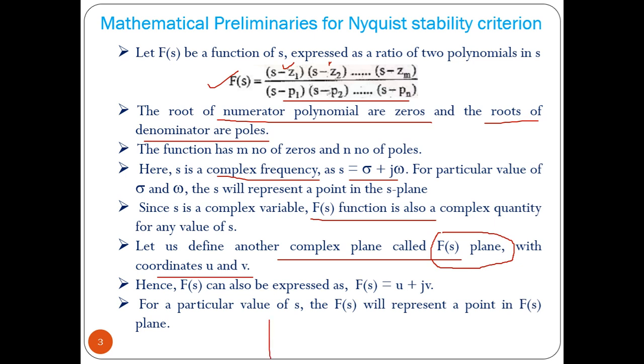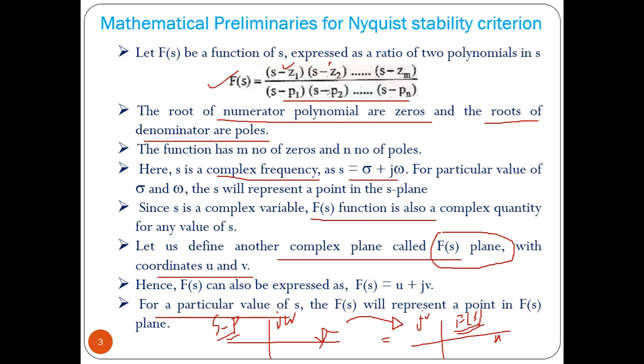That means we have the s plane, sigma j omega. We can have another plane that is nothing but the F(s) plane, whose real axis is u and imaginary axis is jv. Then whatever the location of poles and zeros in the s plane, we can map that into this F(s) plane. That means for a particular value of s, the F(s) transfer function will represent a point in the F(s) plane also.